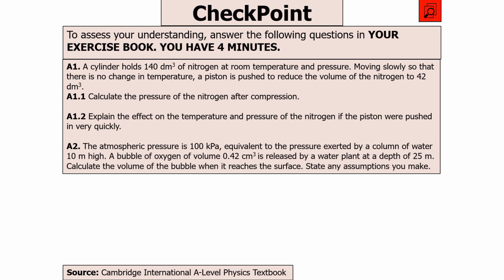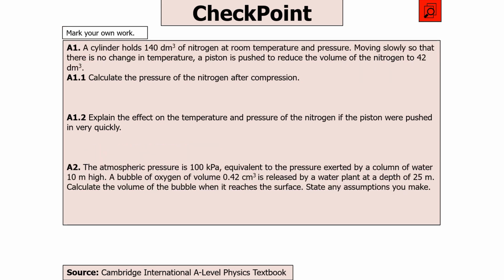Then the atmospheric pressure is 100 kilopascals, equivalent to the pressure exerted by a column of water 10 meters high. A ball of oxygen of volume 0.42 centimeters cubed is released by a water plant at a depth of 25 meters. Calculate the volume of the bubble when it reaches the surface. State any assumptions that you make. So pause the video now, then unpause the video when you want to go through your answer.